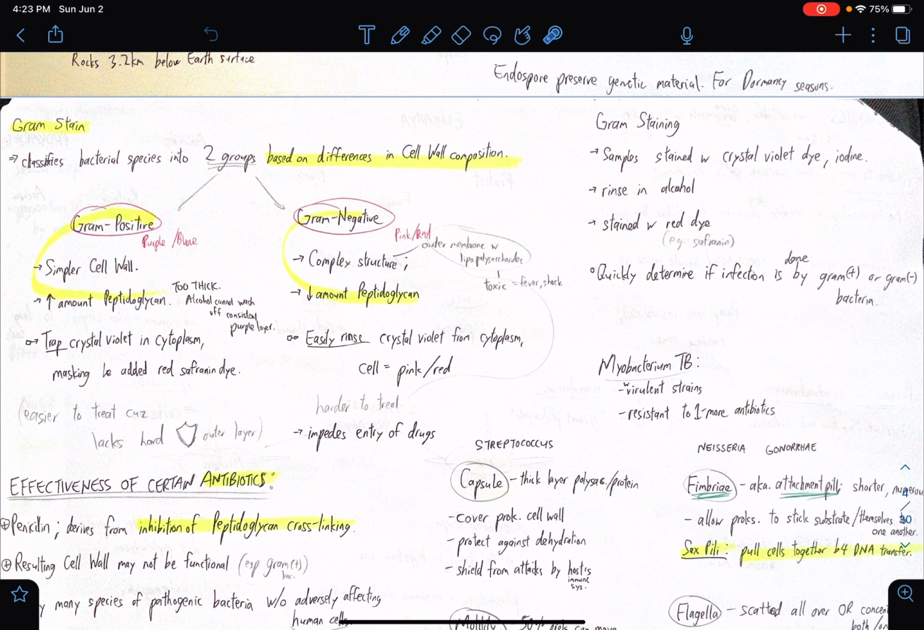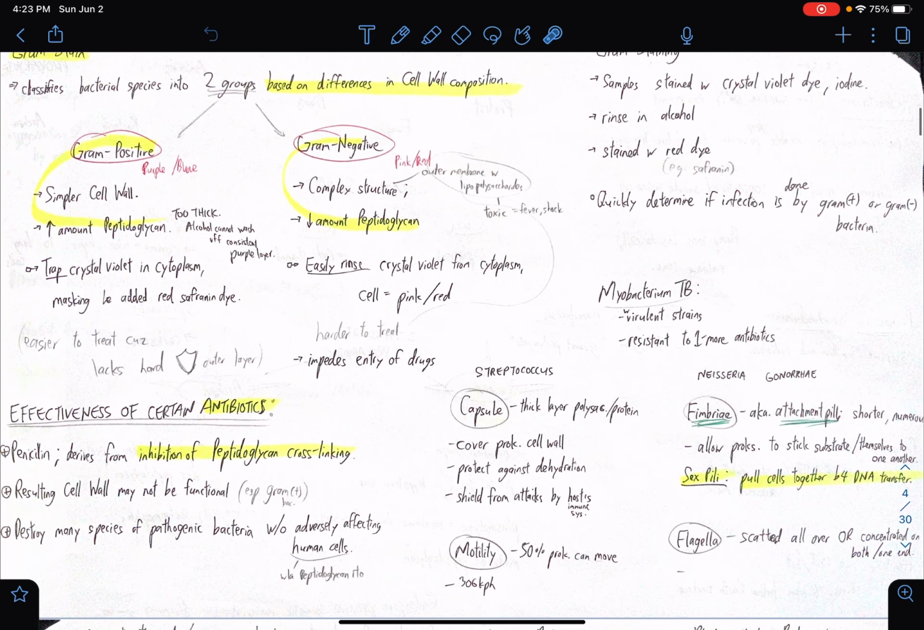So, yes, samples are stained with crystal violet dye and iodine. So this is the first process. And the samples are rinsed in alcohol. They are stained with red dye, for instance, safranin. And from there, you quickly determine if the infection is caused by gram positive or gram negative.